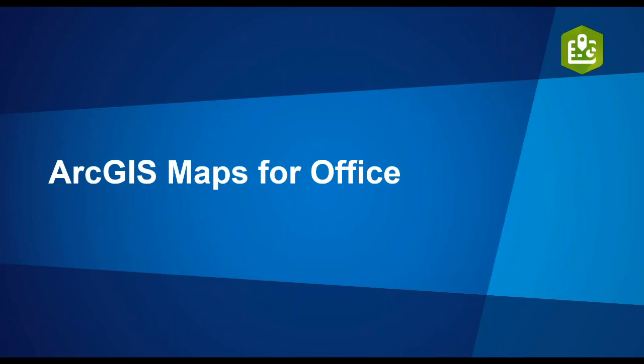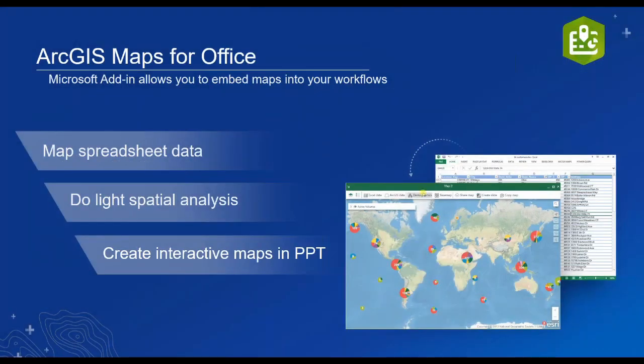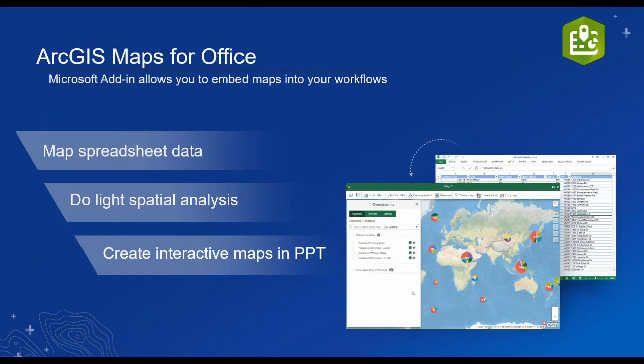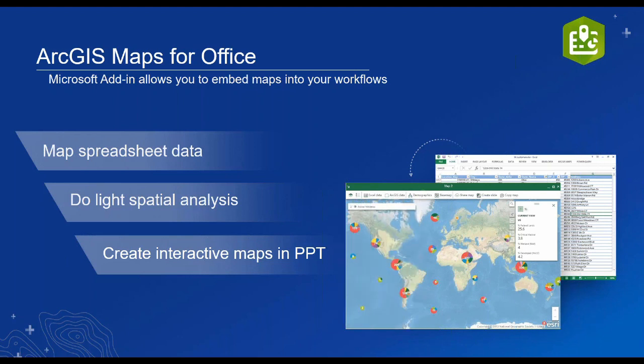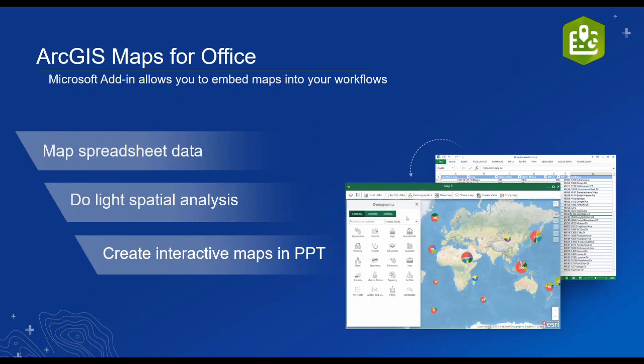Hi, thanks, Art. So let me tell you a little bit about ArcGIS Maps for Office. If you can advance the slides for me, Art. The first thing we can do is bring in that data and actually map that spreadsheet data. It's really designed to work in two different ways. It works for both Excel and PowerPoint. Really, Excel is where you explore your data and see where it is.